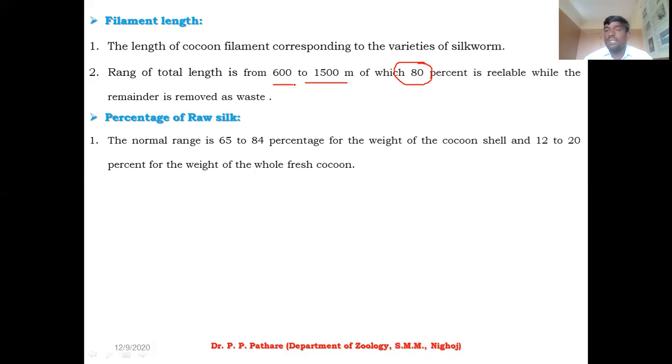From one single cocoon, you can get 600 to 1500 meters of long silk thread. These are average figures. It is variable according to species. I gave the information regarding pests and diseases of the silkworm. If a silkworm larva is affected by some disease, at that time it cannot spin a proper cocoon. So ultimately this figure is variable.